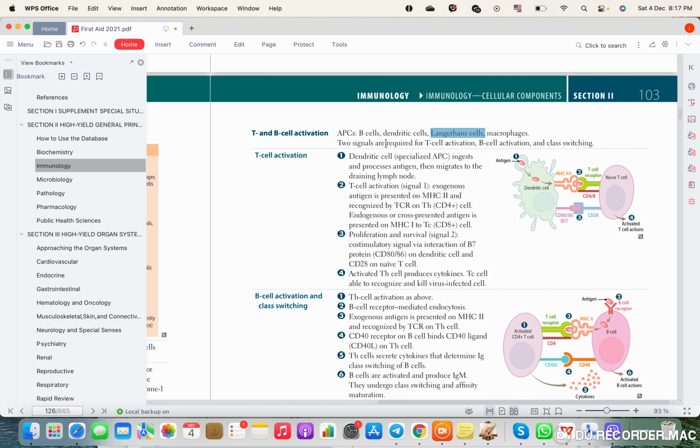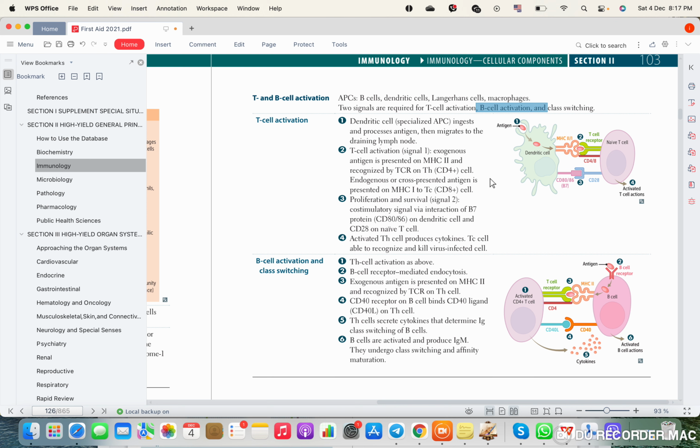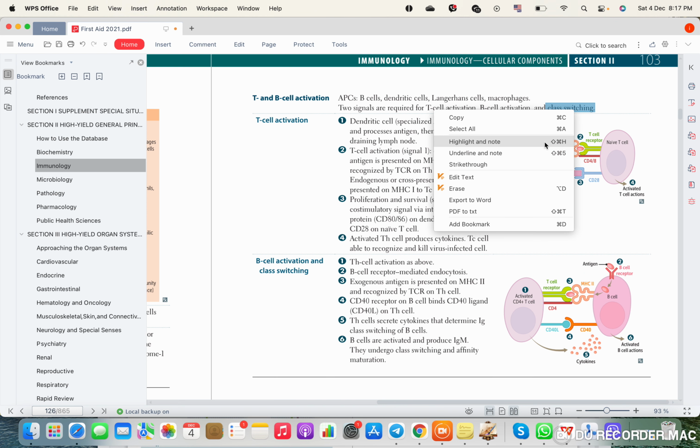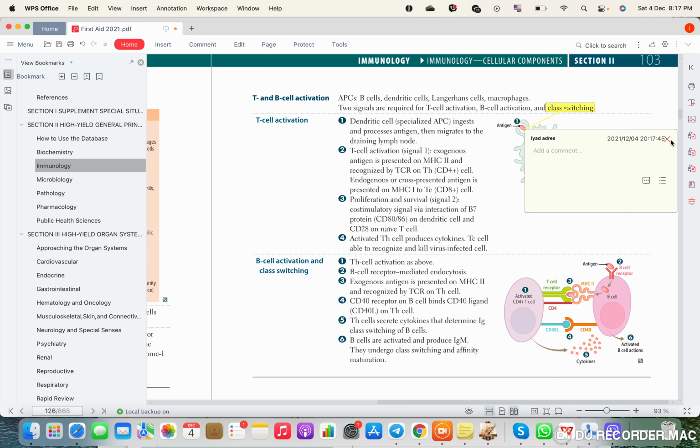Good. So we have the antigen presenting cells. Two signals are required for T cell activation, B cell activation, and class switching. So we'll speak about the process of class switching in a moment. This is high yield. T cell activation.